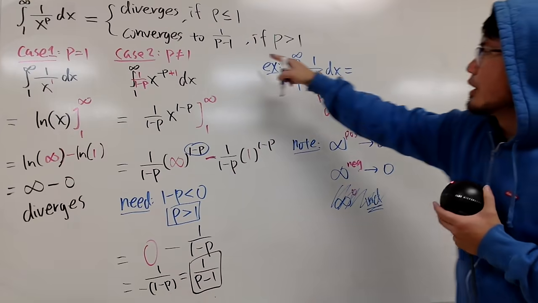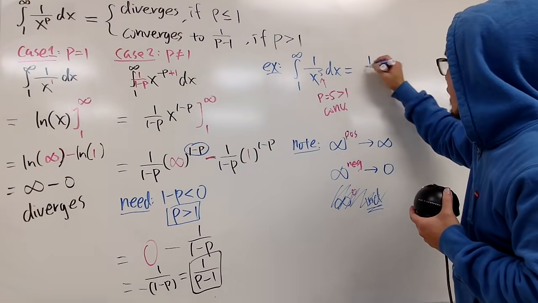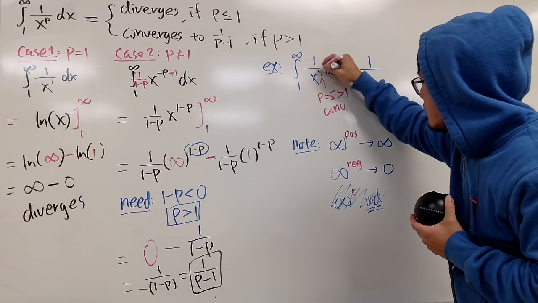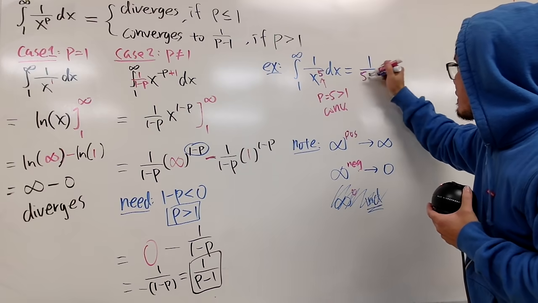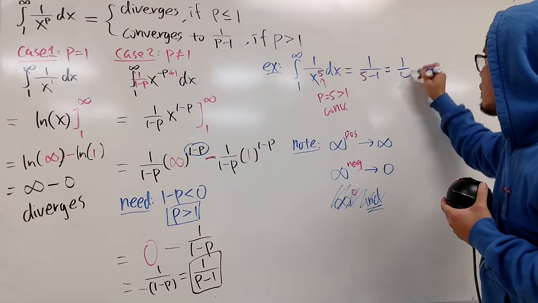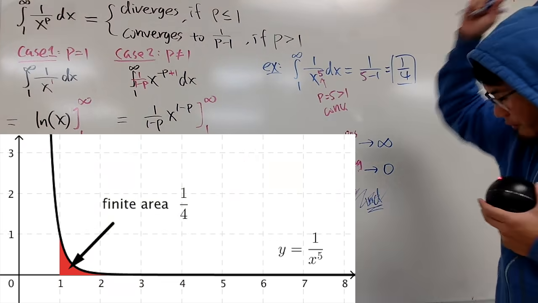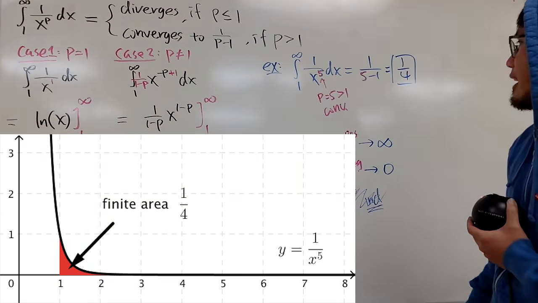This right here, we can just look at this. It converges to 1 over, p is 5, 5 and then minus 1. Of course, this will give you 1 over 4. Very nice, very nice, very nice.